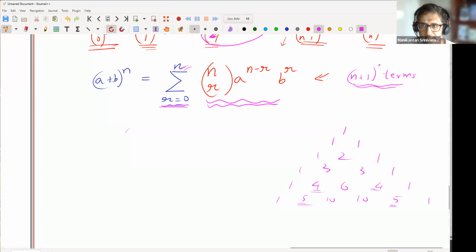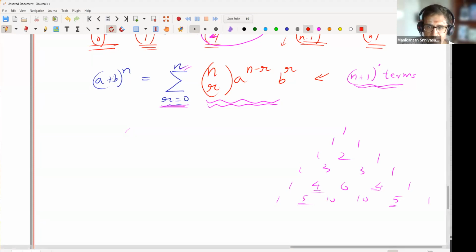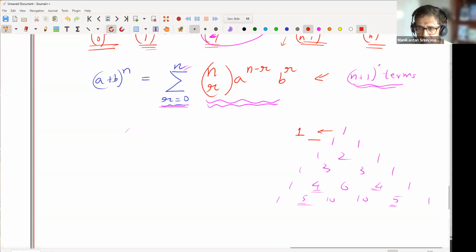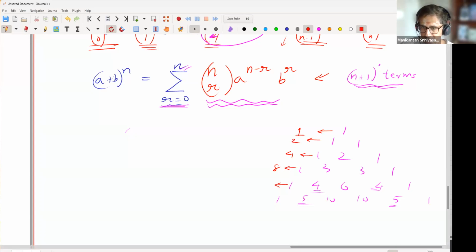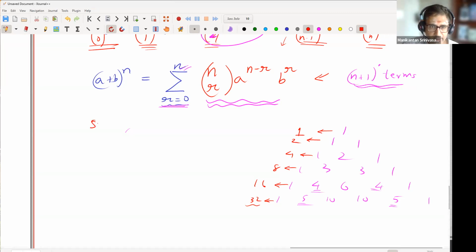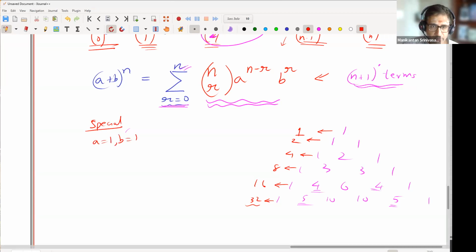The other important thing is there are a couple of special cases that we can derive from Pascal's triangle. If I sum all of these numbers, I get 1 here, 2 here, 4 here, 8 here, 1 plus 3 plus 3 plus 1, here I get 16, here I get 32. So you can see the pattern: the sum of the coefficients of a plus b whole power n is 2 power n. And why does that happen? That happens because if I put a equal to 1 and b also equal to 1, then the left hand side just becomes 1 plus 1 whole power n, which is 2 power n.